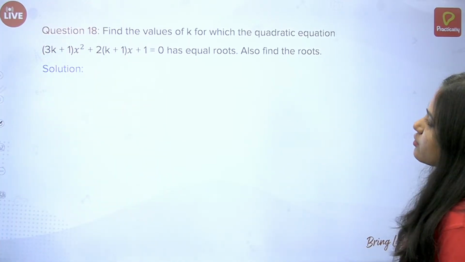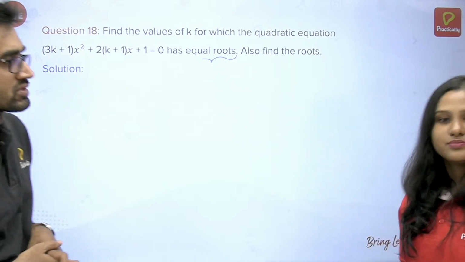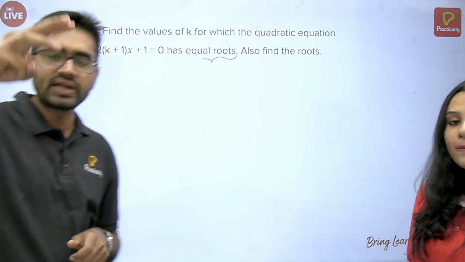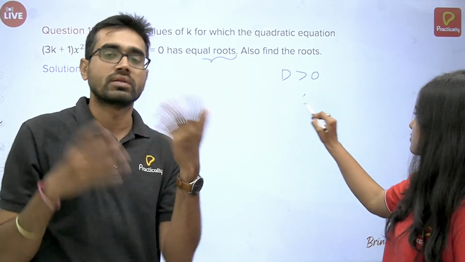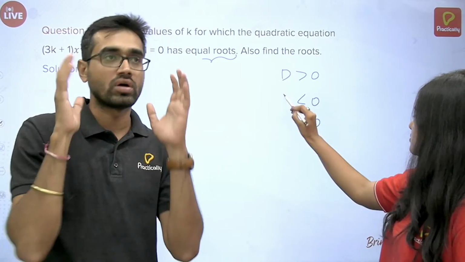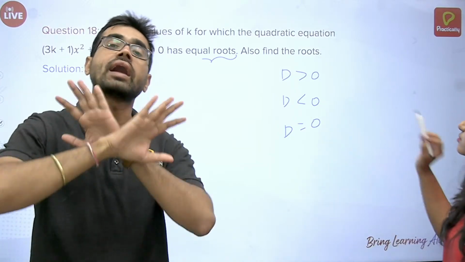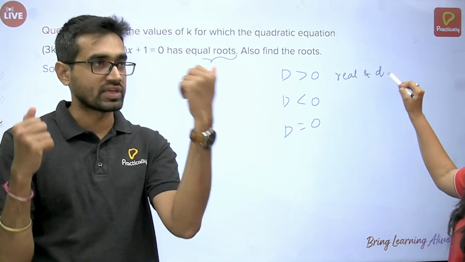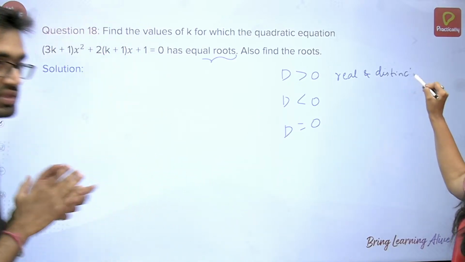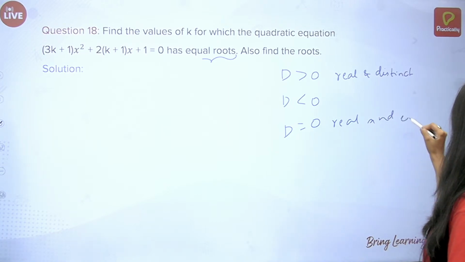Find the values of k for which the given quadratic equation has equal roots. This is also a concept that generally comes, the nature of roots. So remember 3 conditions: b square minus 4ac less than 0, negative, imaginary. Equal to 0, real and equal. Greater than 0, real and unequal. Greater than or equal to 0, real only; they can be equal, they can be unequal. This is the only thing you should remember. Okay. Done. So this is what we need, nothing else.